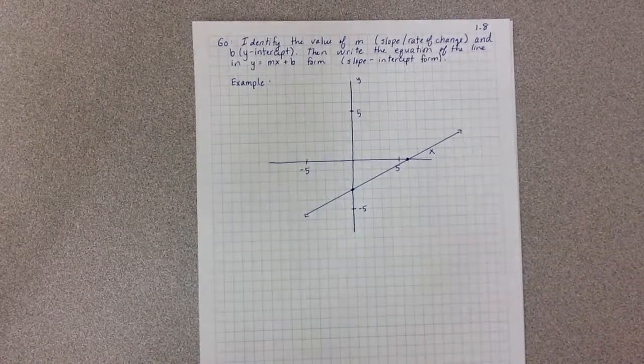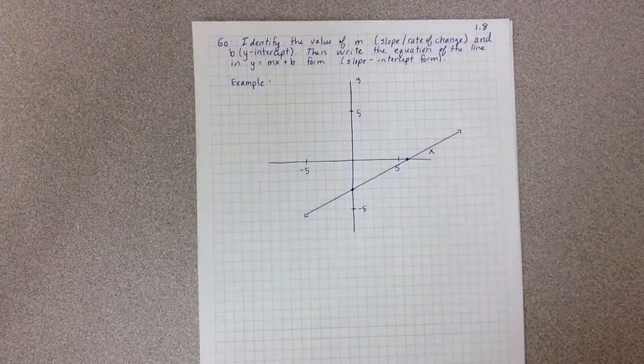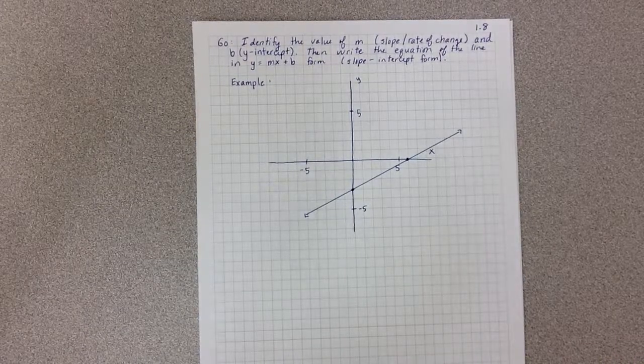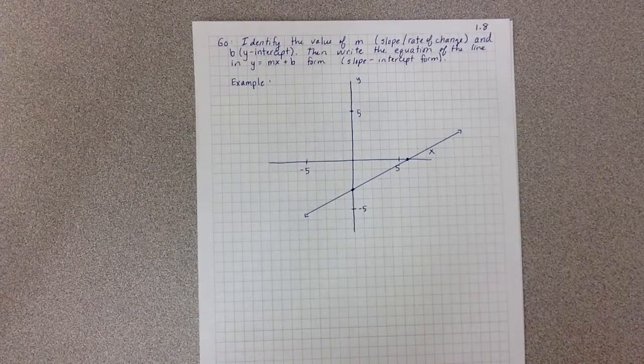These are the notes for the go in 1.8. The directions in this go is to identify the value of m, which we know to be the slope or the rate of change, and b, which is known as the y-intercept. Once you have identified both of those, you're going to write the equation of the line in y equals mx plus b form, which is also known as slope-intercept form.